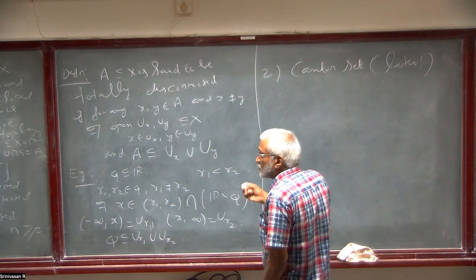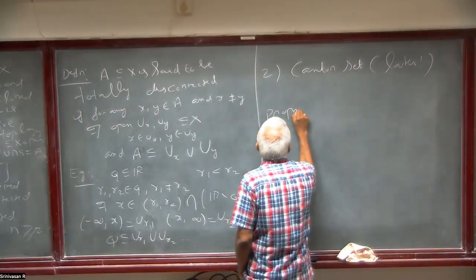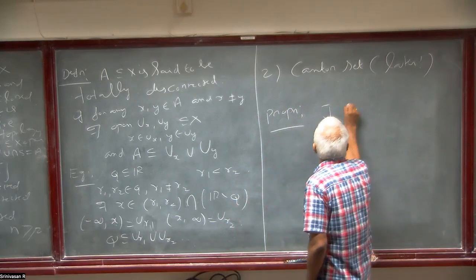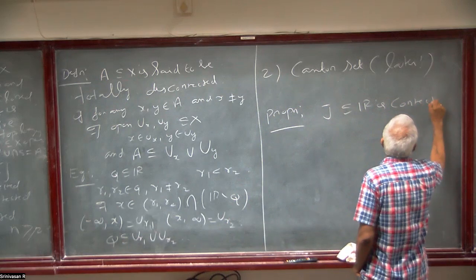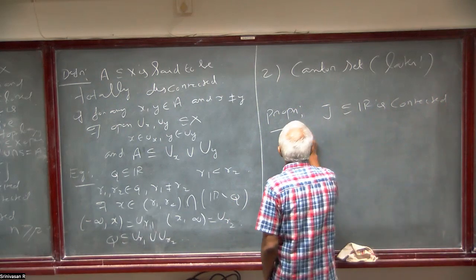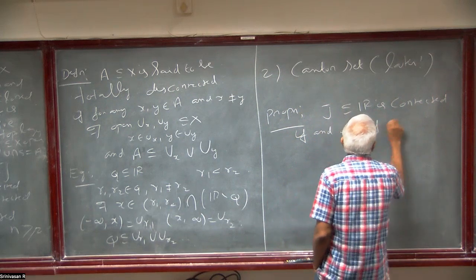Now let us come to the first example, which we make a proposition. J contained in R is connected if and only if J is an interval.